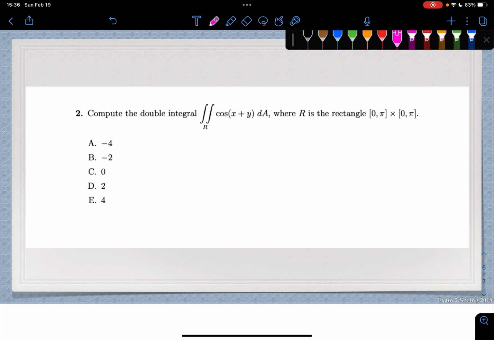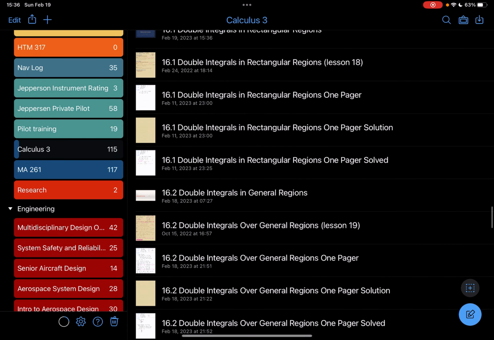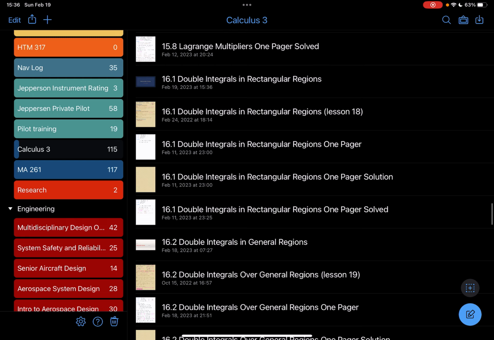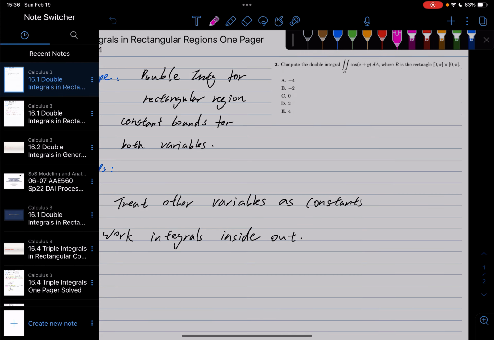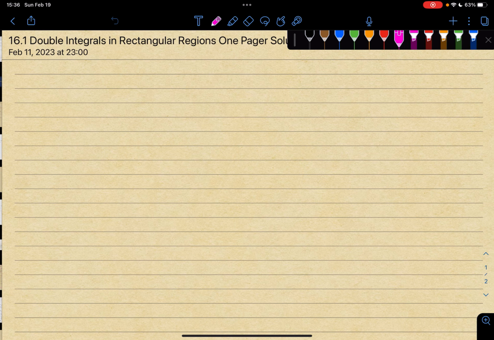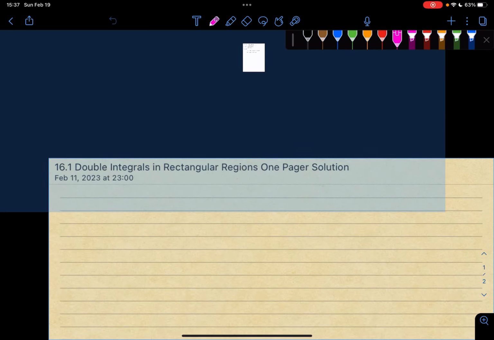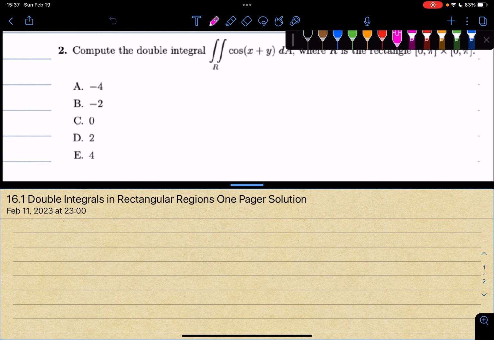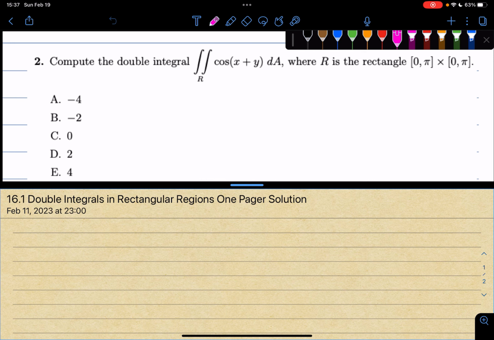Yeah, so let's go ahead and talk about this problem. Let me switch back to my notes here. We also have this sheet, so let's stack them up together as we always do. Compute the double integral of cosine of x plus y, where R is the region from 0 to pi by 0 to pi.